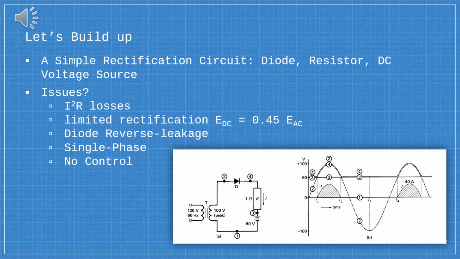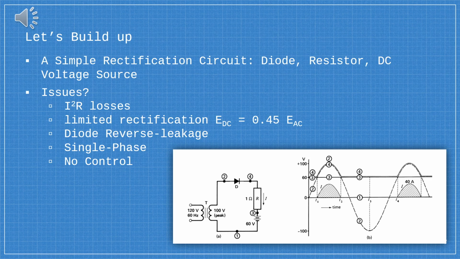So let us build up on how we would go about converting a three-phase AC source to DC. I'll start with a simple rectification circuit that involves a diode for very basic half-wave rectification, a resistor for current limiting, and a DC voltage source to simulate the back EMF of a DC motor. You can immediately see there are some issues with this circuit. First of all, it has undesirable I squared R losses due to the current limiting resistor. The rectification is limited because it only involves one diode and hence we cannot utilize the complete AC cycle.